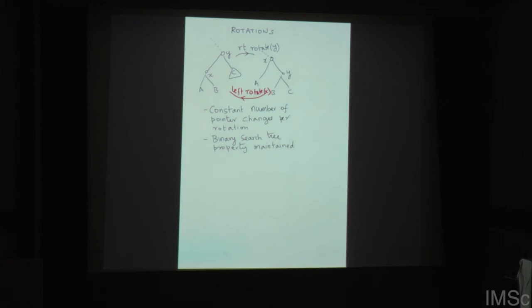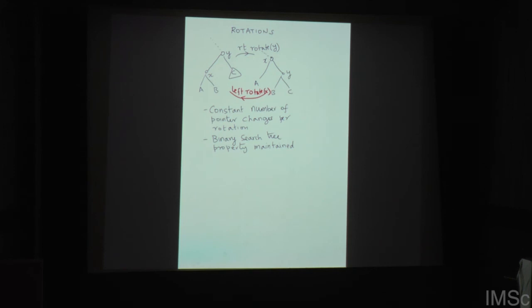I should tell you what rotation means. It's pretty straightforward. Whenever you have the tree on the left, you want to right rotate at the node Y, you create the tree on the right. So Y becomes the child of X, and the subtrees end up at the right positions.